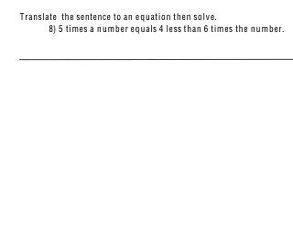Okay, translate the sentence to an equation, then solve. This is number 8. So it's an equation. Look for where the equal sign goes. It says 5 times a number equals 4 less than 6 times a number. Okay, so the equal sign goes right where it says equals. Now we can have something on the left side and something on the right side. 5 times a number, 5x, or 5n, whatever you want to use for a variable, equals 4 less than 6 times the number.